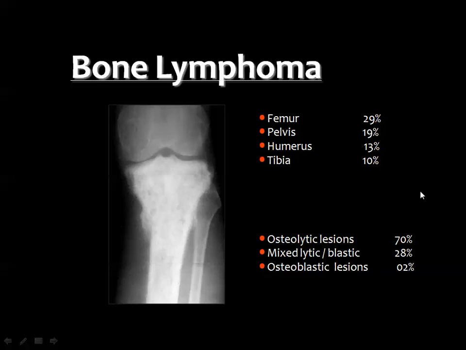These are the frequent bones involved by lymphoma, including the femur, the pelvis, the humerus, and the tibia. And here are the radiologic appearances of lymphoma of the bone: osteolytic lesions in most of the cases, mixed osteolytic and blastic lesions in a good percentage, then osteoblastic or sclerotic lesions is less frequently seen.